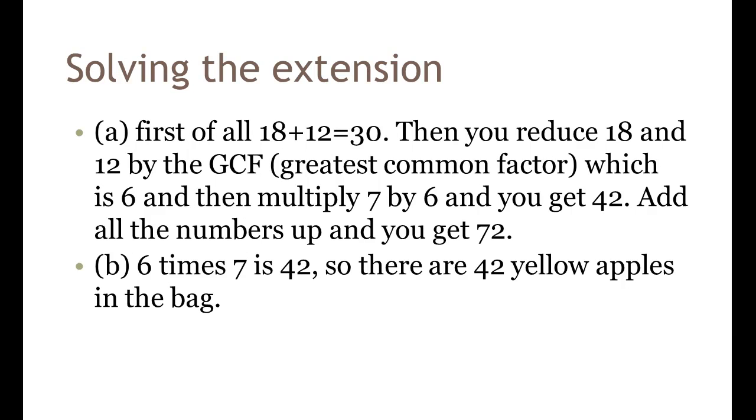A, first of all, 18 plus 12 equals 30. Then, you reduce 18 and 12 by the GCF, or greatest common factor, which is 6. And then multiply 7 by 6 to get 42. Add all the numbers up, and you get 72. B, 6 times 7 is 42, so there are 42 yellow apples in the bag.